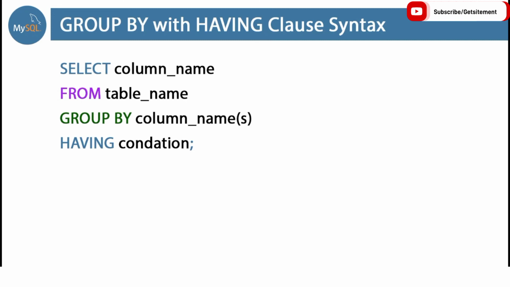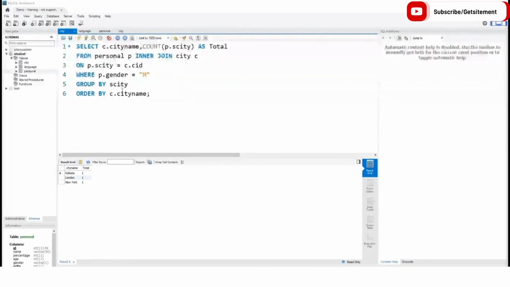So let's see practically how it works. First I'm going to remove the condition. I don't need this where condition for this example. And then I'm going to run this code. Now you can see from London we have 2 students. And now I want to see those city names where we have more than 1 student. For this I'm going to use the having clause.